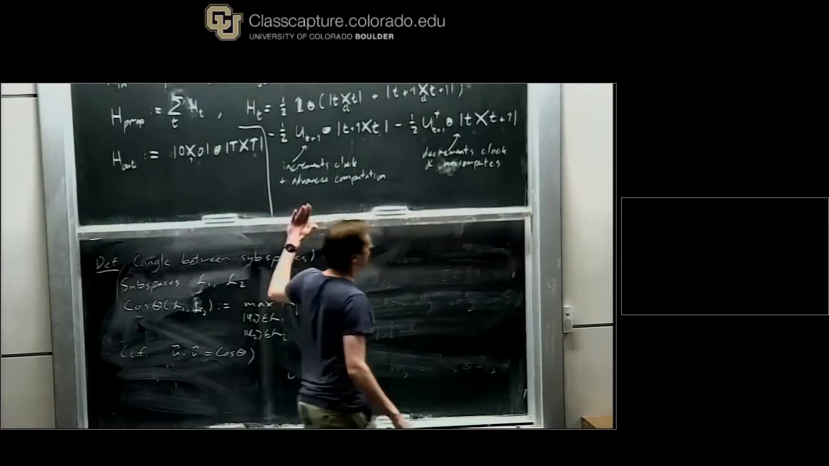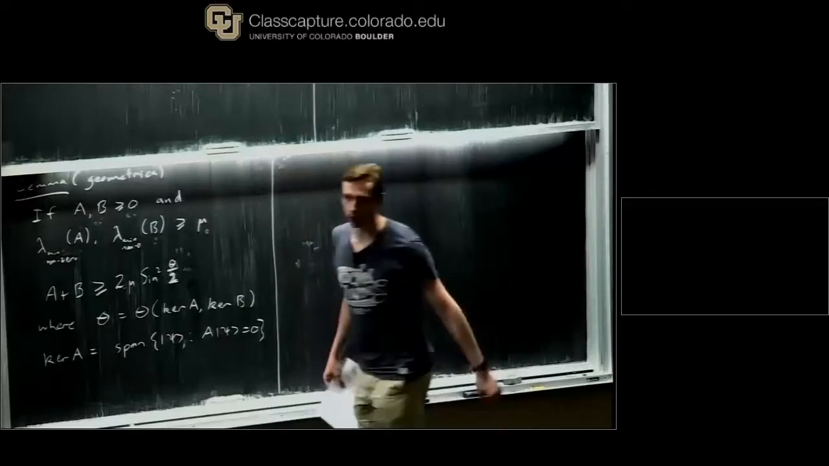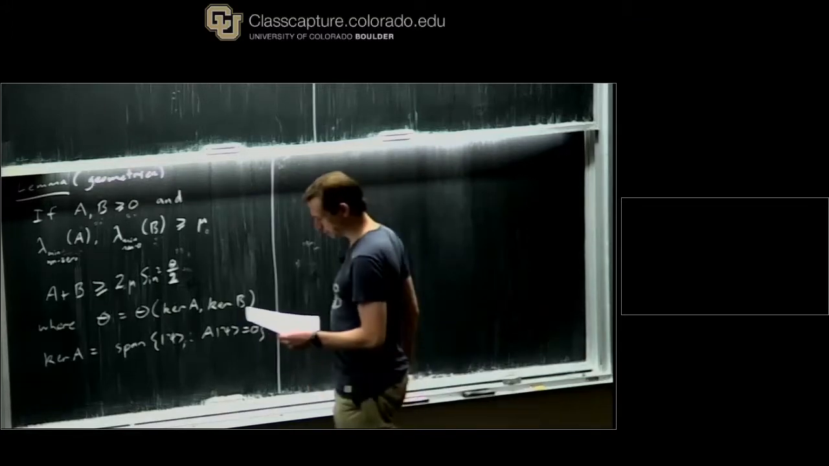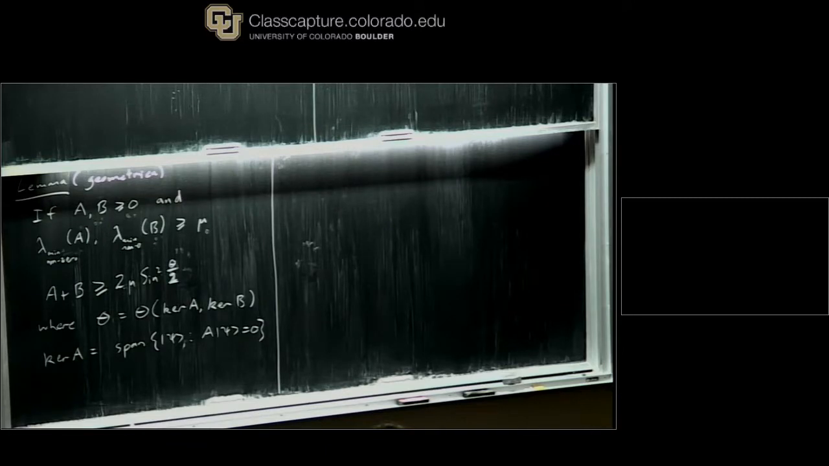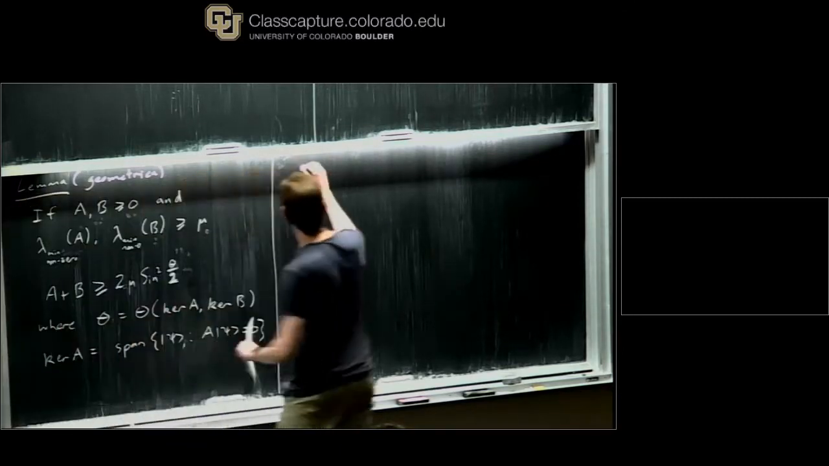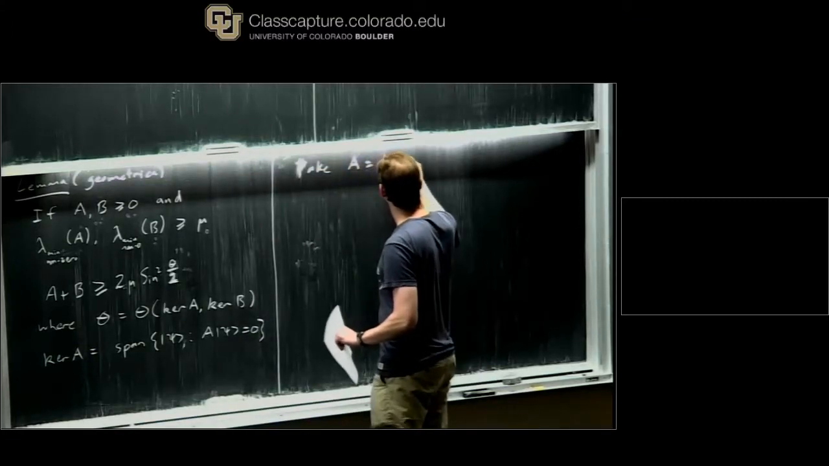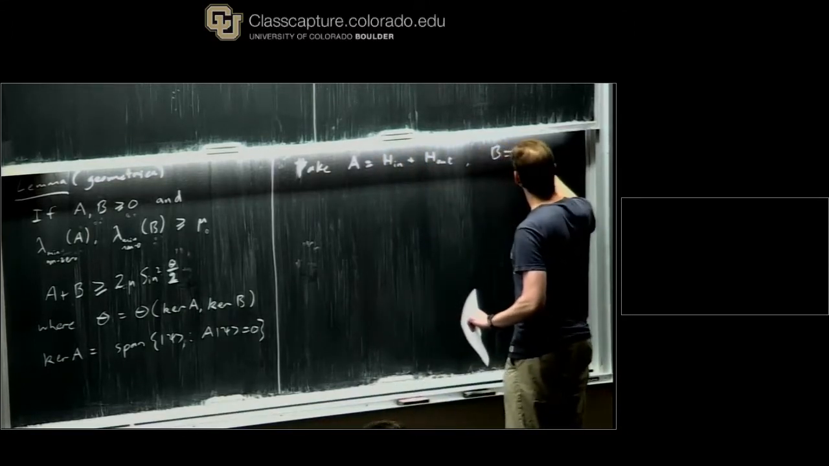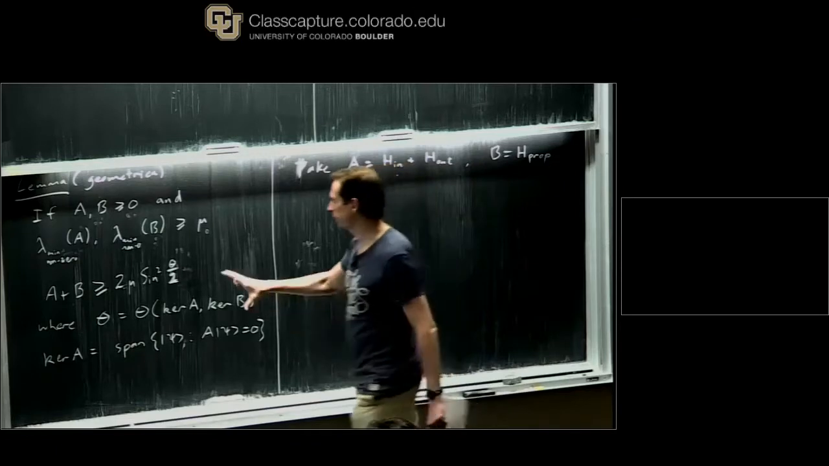What the geometrical lemma gives us is a way of getting a handle on the spectrum of A plus B, if we have a good handle on the spectrum of A and the spectrum of B. So now you can hopefully see how we're going to apply this lemma. We're going to take A to be H in plus H out, and we're going to take B to be equal to H prop. And then we're going to use our knowledge of the spectrum of these two parts of the Hamiltonian to say something about the spectrum of the whole Hamiltonian.